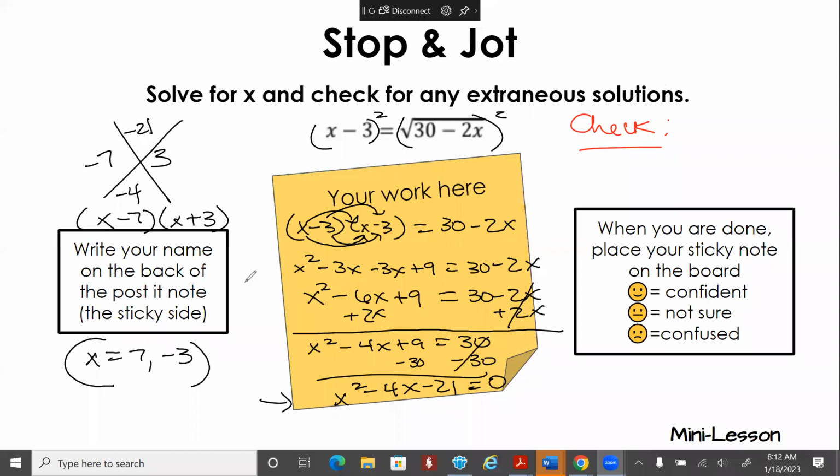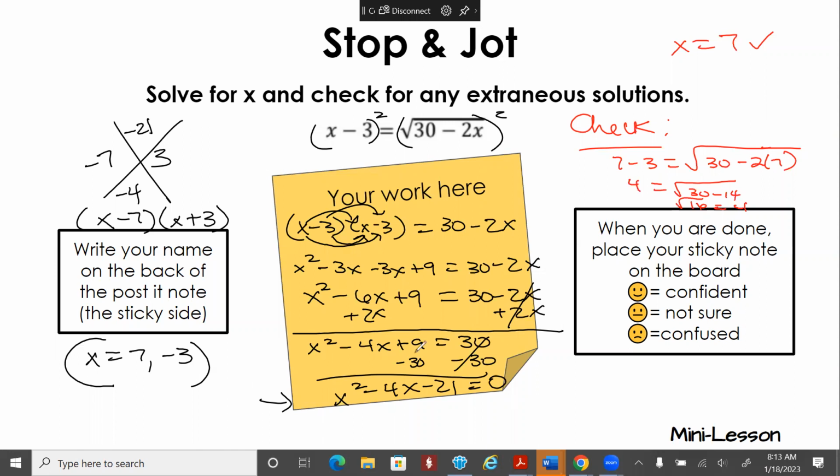Okay, so I'm gonna take 7 and I'm gonna plug it in. So 7 minus 3 is equal to the square root of 30 minus 2 times 7. So when I plug that in, I get 7 minus 3, which is 4. Over here, negative 2 times 7 is going to give me 14. 30 minus 14 is going to give me 16. Square root of 16 is going to give me 4. Is 4 equal to 4? Yes, so x equals 7 works.